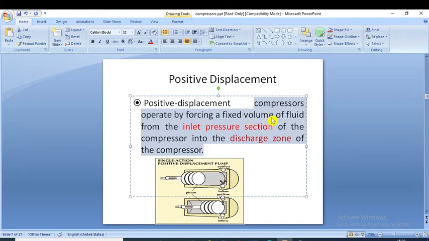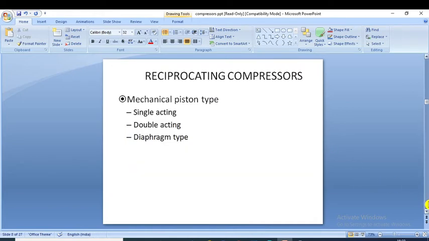Here the fluid, for this air, we are referring to it as a fluid, but the meaning of this fluid is not liquid here. Here the meaning of the fluid is air. The compressor operates and forces a fixed volume of fluid from the inlet pressure section of the compressor into the discharge zone. This means they are having a fixed volume, fixed volumetric discharge, for this positive displacement pump.